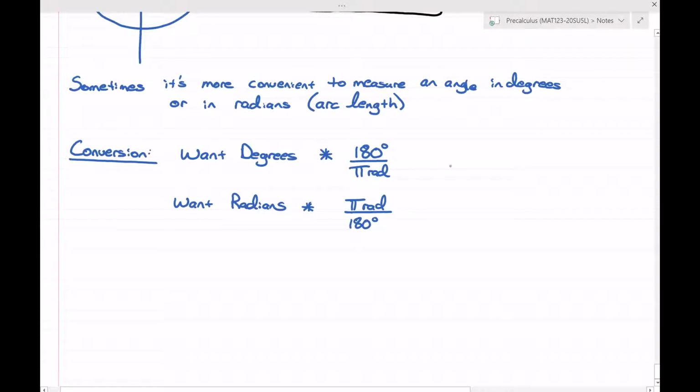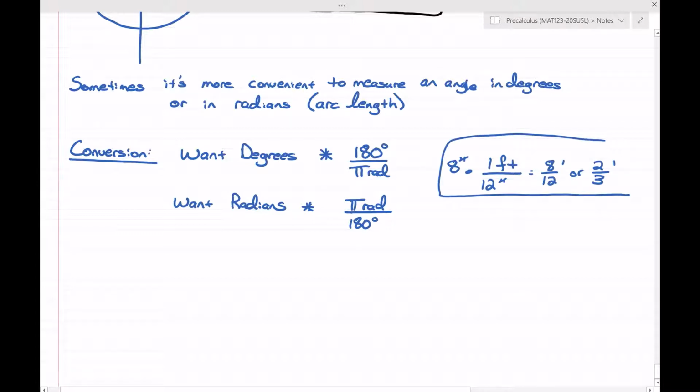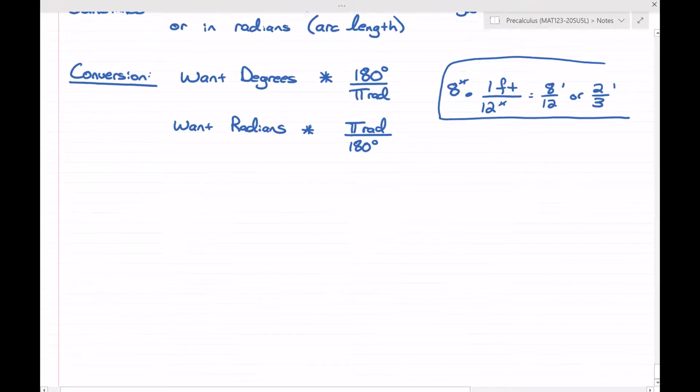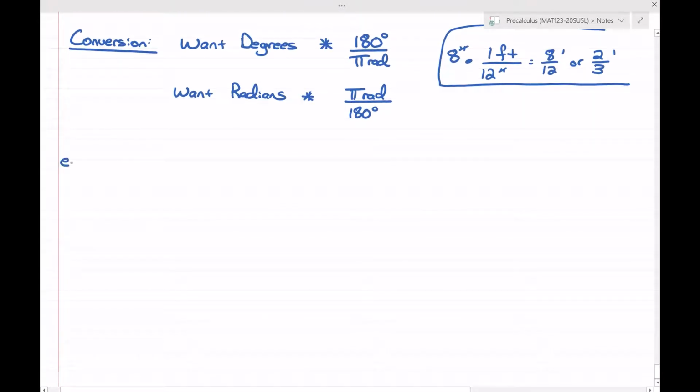Just like if we were going to convert like 8 inches to feet. Well, you want feet? Well, I know that 1 foot is the same thing as 12 inches, right? So when you multiply this, the inches cancel out and you get 8 over 12 feet, or 2/3 of a foot. That's how you convert with like feet and inches. Well, you're going to be using the same thing with degrees and radians. So let's practice conversions.